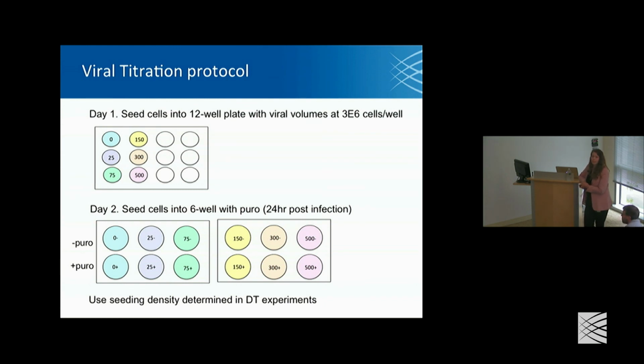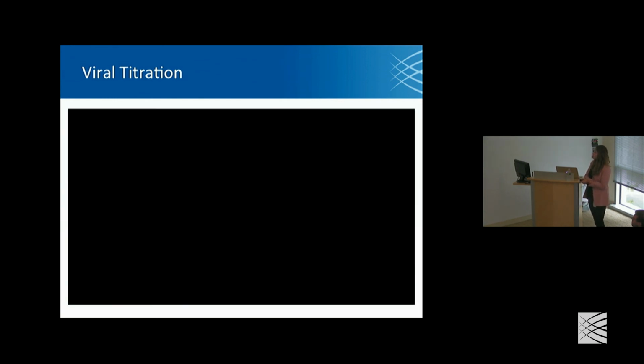Again, you might find that your cells do not like to be this dense for 24 hours, and so you might have to harvest 6 hours after infection into your 6-well plates, and then 24 hours post-infection, you'll add your puromycin. So those are just minor things that you might have to adjust in these protocols. Then at day 5, we'll do your counts of all those wells to determine your infection rates. But I'm going to show a little video of the actual titration itself so you can see in real time how this works.